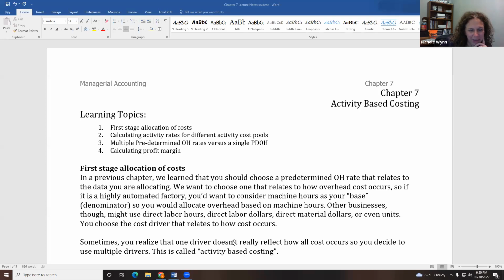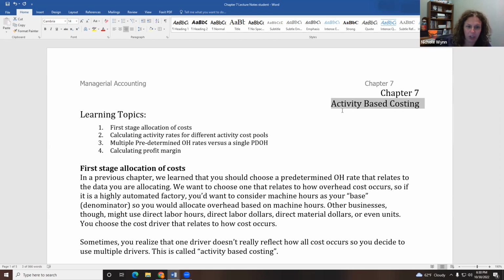Hello, we're going to go ahead and cover chapter 7. Chapter 7 is called activity-based costing. And what we're referring to here is multiple predetermined overhead rates. Activity-based costing is the concept that instead of having just one cost driver, we might have multiple cost drivers. So instead of having one predetermined overhead rate, we might have multiple.